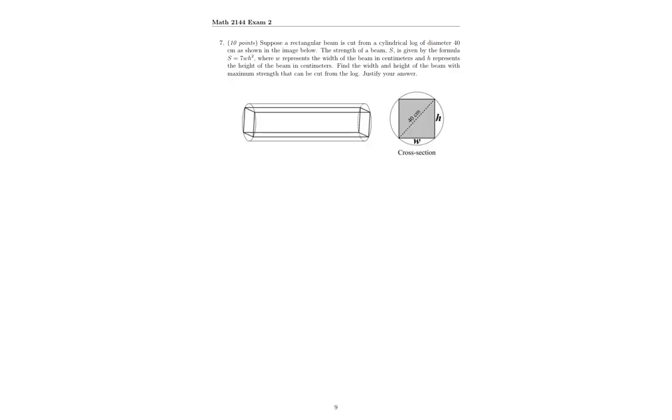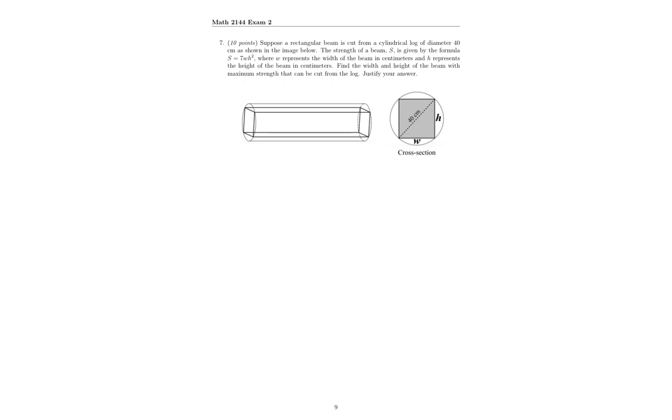Perfect. So let's take a look at this next problem. It says, suppose a rectangular beam is cut from a cylindrical log of a diameter of 40 centimeters as shown in the image below. The strength of the beam S is given by the formula S equals 7 times W times H squared, where W represents the width of the beam in centimeters and H represents the height of the beam in centimeters. I want to find the width and the height of the beam with maximum strength that can be cut from the log, and I want to justify my answer.